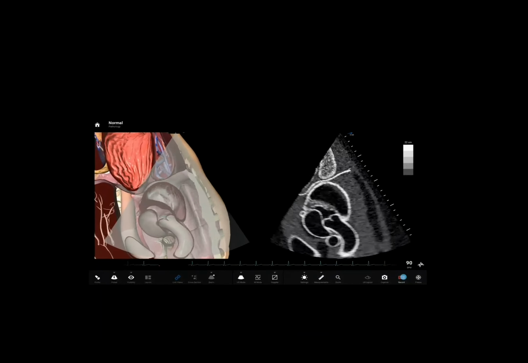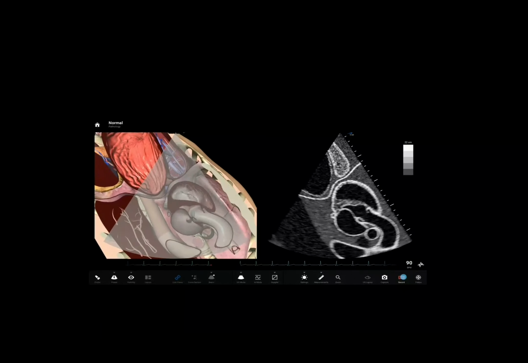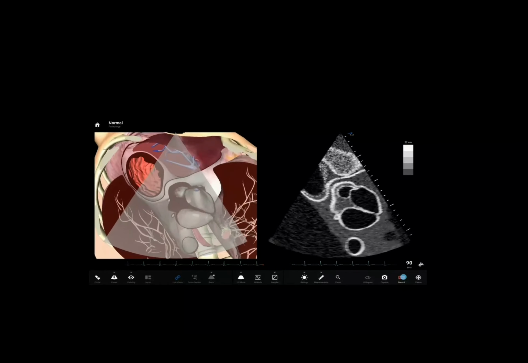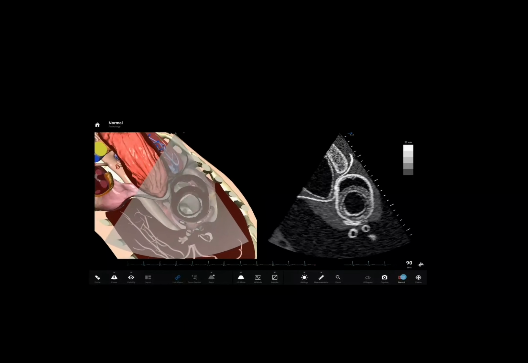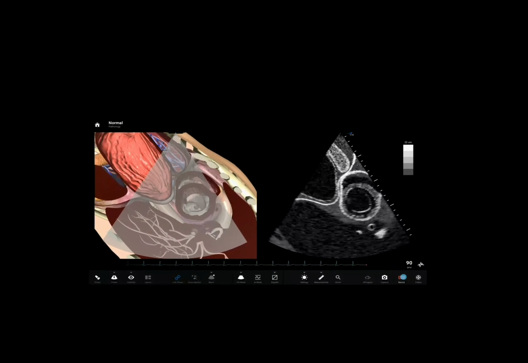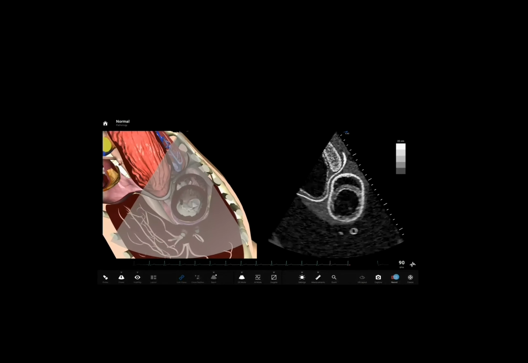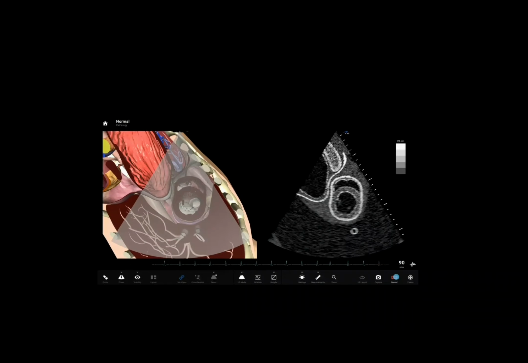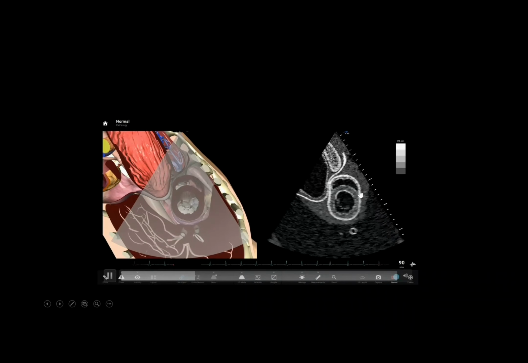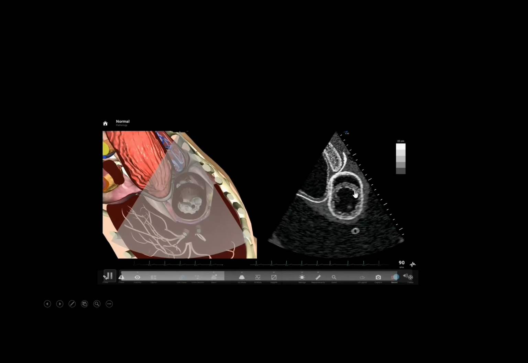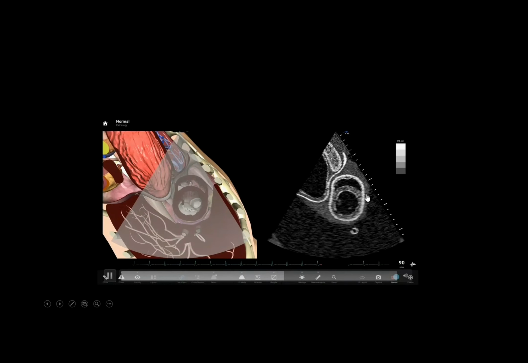Bringing the probe marker towards the ceiling in your subcostal view can help you visualize the parasternal short axis from the subcostal view. You can do all the measurements that you do on a parasternal short axis with this view.